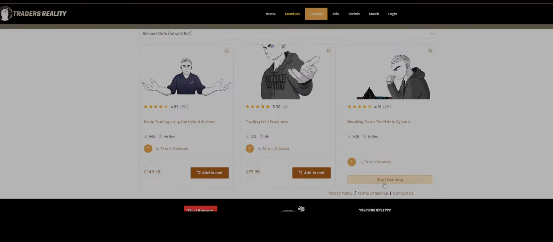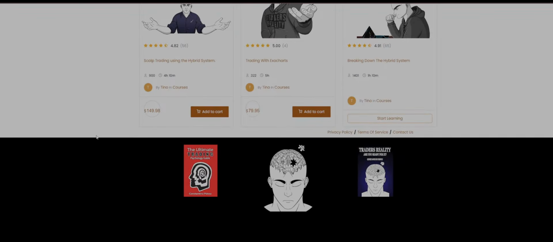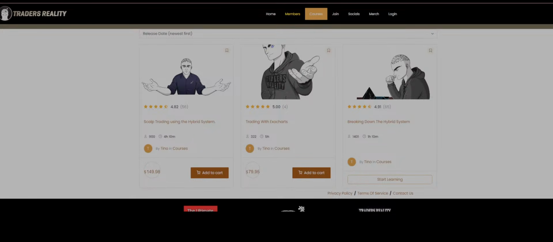Yeah, this one's really good. Exo charts, if you're just now starting trading, I would stay away from exo charts. And then this one, scalp trading using the hybrid. I know I went through this one. Once you learn to break down the hybrid, I mean, I don't make any money off this. This is just where I learned it. Again, that's Trader's Reality.